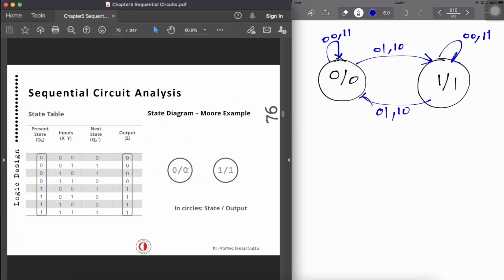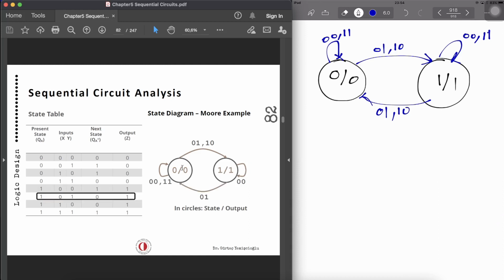And two states, as you can see, when both are 0, next state is 0. 0, 1, next state is 1. 1, 0, next state is still 1. And 1, 1, we stay at 0. When we're in present state 1, if the inputs are 0, 0, we hold in 1. 0, 1, we jump back to 0. 1, 0 also jumps back to 0. And 1, 1, it holds at the same state.